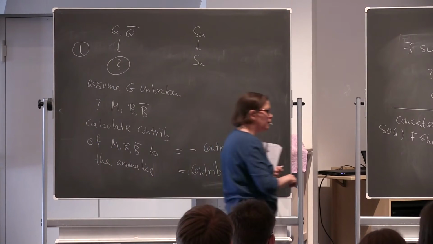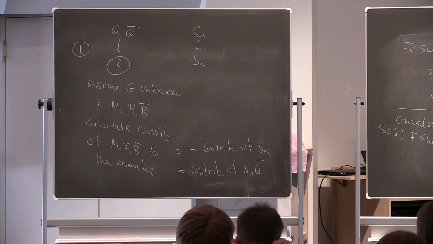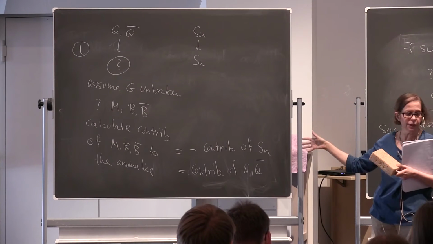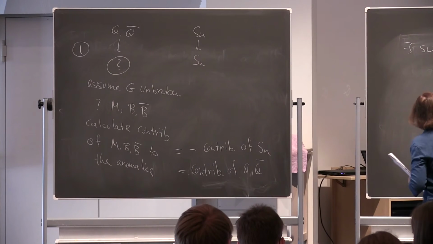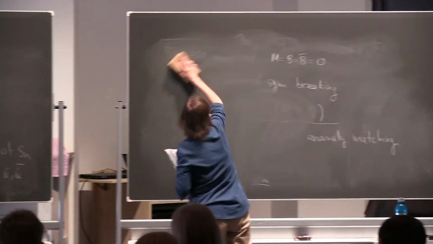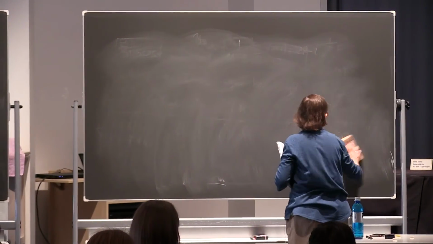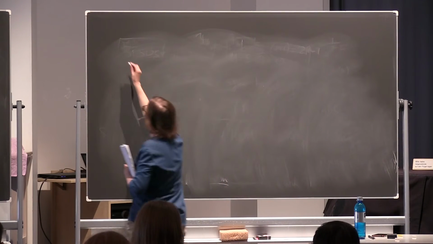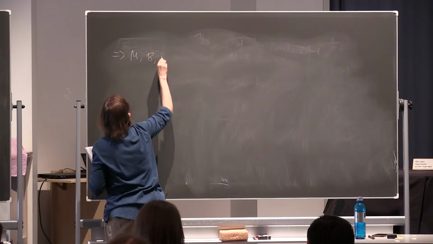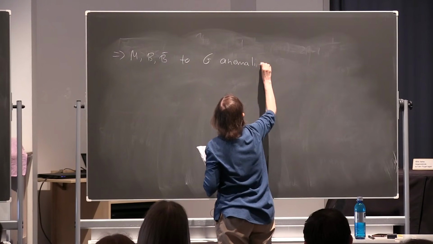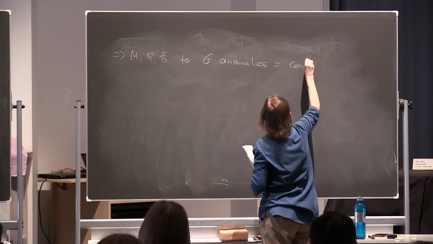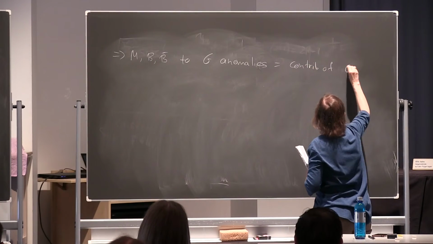So what we get is the following consistency check. We see that the various contributions to the anomaly that we have in the low energy theory must match exactly the contributions to the anomaly that we had in the original theory. And that's this 't Hooft anomaly matching. So we see that the contributions of M, B, B bar to the G anomalies must be equal to the contribution of Q and Q bar.